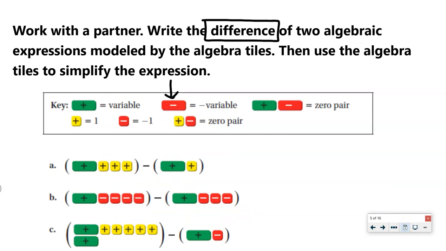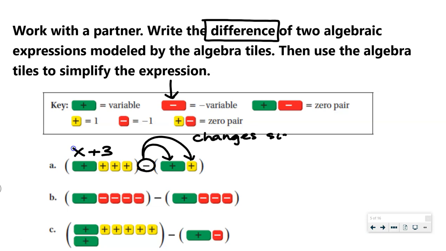So we're looking right now at x plus 3 minus x plus 1. What happens here is that this negative right here is being distributed to both of these. So when you see a negative sign, it changes the sign to its opposite. So changes sign to opposite. Write this down. Changes sign to opposite.